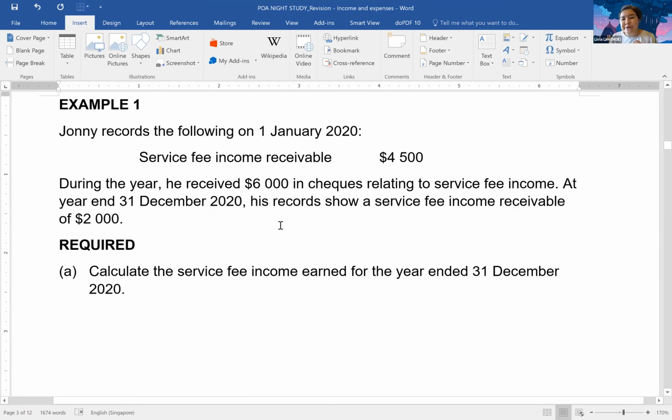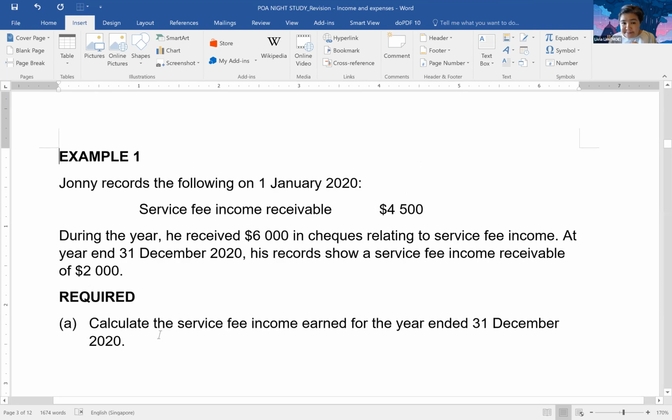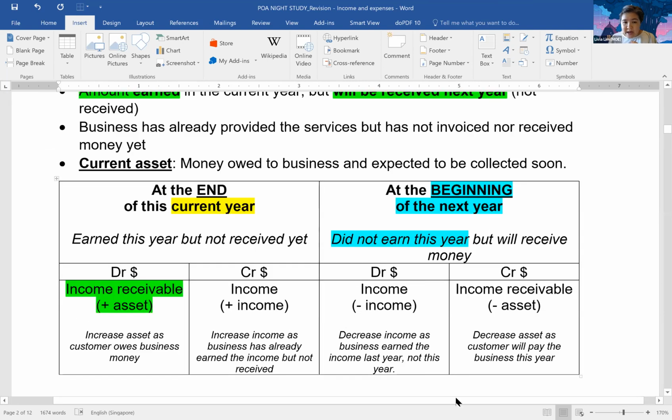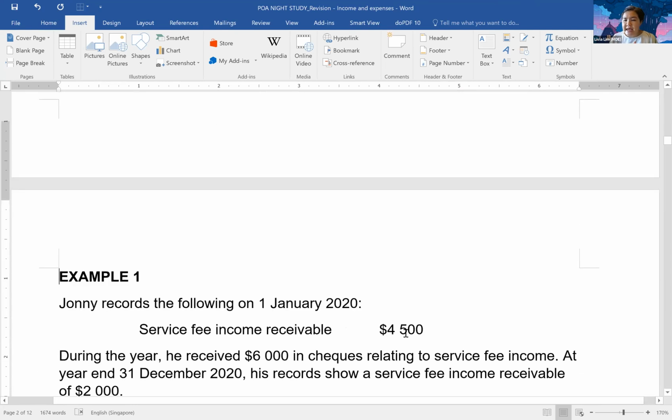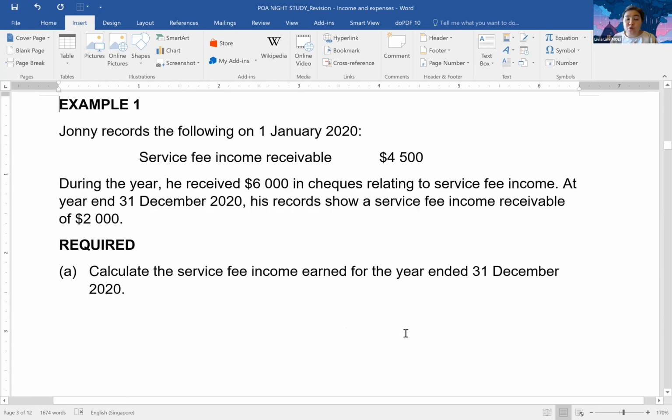All right. So now what you can do is to take a look at your example 1. Take a look at your example 1, and you need to apply what you see here. You need to apply it to the income that you earn, whether you have earned it this year or not. So take a look at example 1 and then do question 1A.